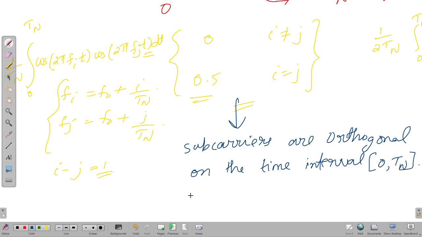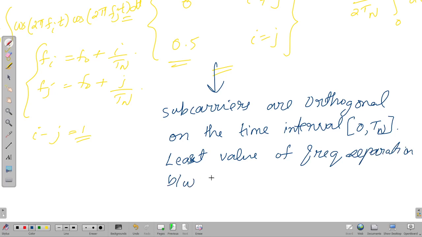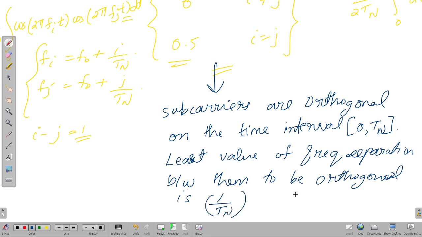and also the least value of frequency separation between them to be orthogonal is 1 divided by Tn. That happens when i minus j is equal to 1. Okay, this happens when i minus j is equal to 1.